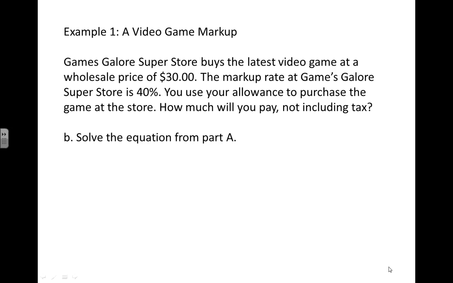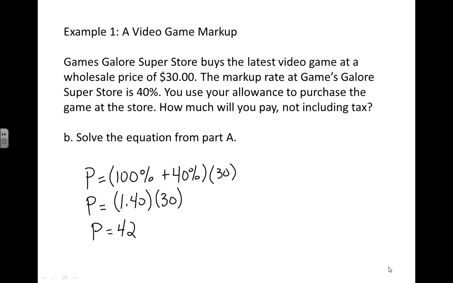Okay, letter B. Now you're just solving the equation from part A. Again, pause and solve. Okay, P equals 100% plus 40% times 30. That's simply the equation from part A. And then 100% plus 40% is 140%, or 1.4, times 30. P equals 42, meaning you would pay $42 if you bought it from the Games Galore Superstore.